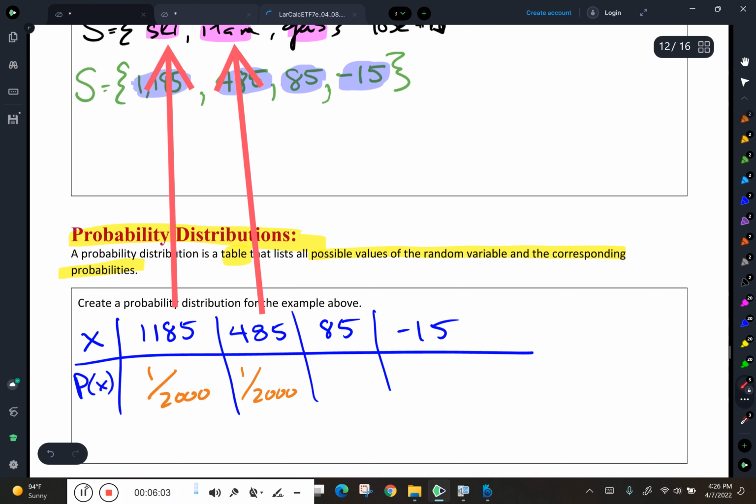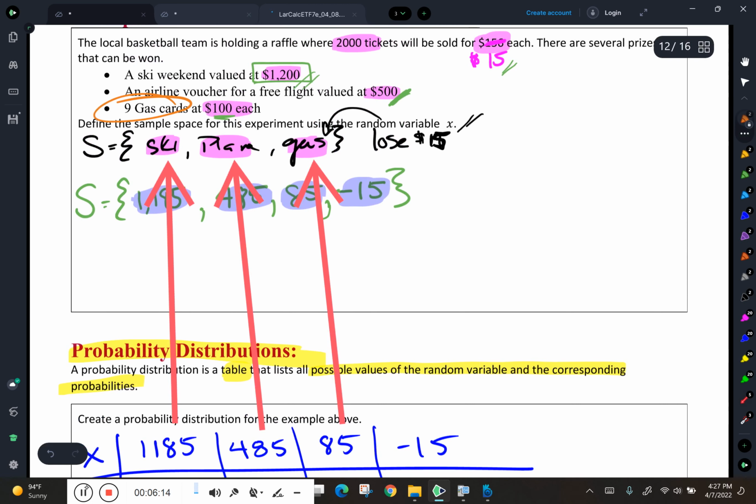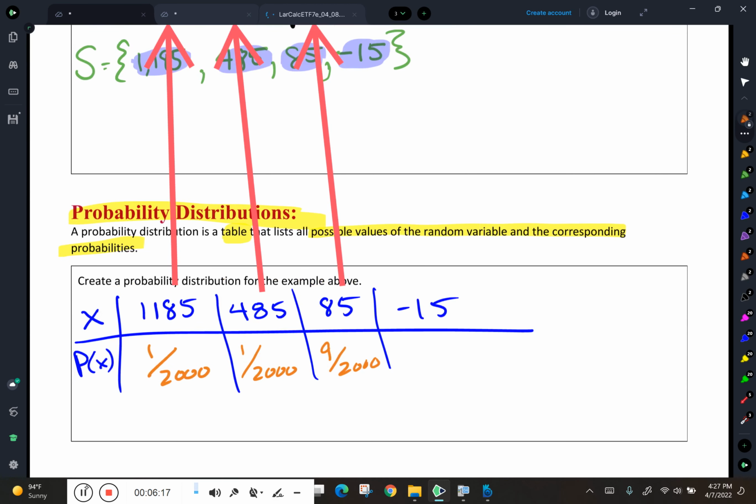One airline voucher, so that's also going to be 1 out of 2,000. The $85, though, that's the gas card, and I believe that there were 9 of those, right? And so that would be 9 out of 2,000 because there were 9 gas cards, right? And then the last one is I didn't win anything. I lost my money, right? I know it's going to be something out of 2,000, but what's that going to be? Well, if there are 9, 10, 11 winning tickets, that means there's 2,000 minus 11, or 1,989 losers. And now I have my probability distribution.